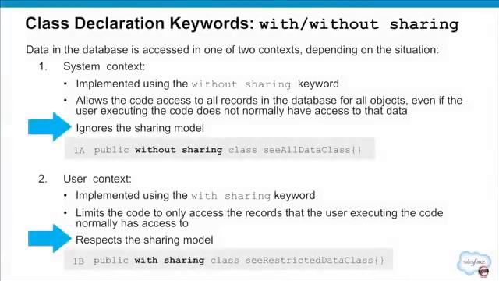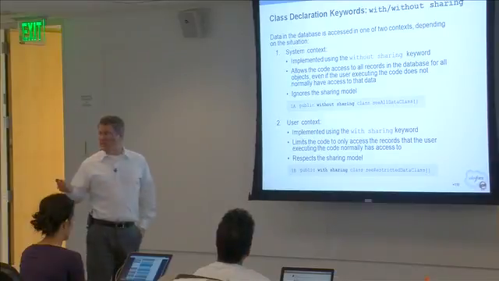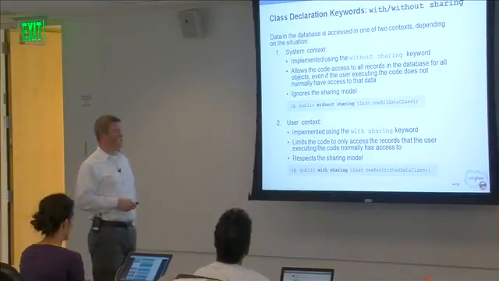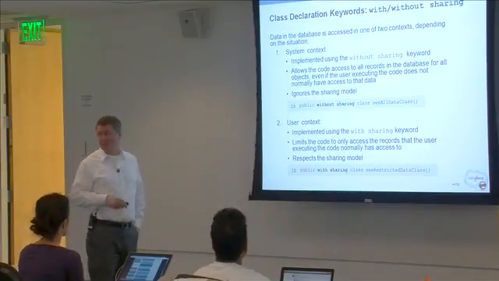With sharing and without sharing ignores the sharing model. With sharing respects the sharing model. Let's say that I just declare public class, see all data class or whatever. Okay, so let's say I leave off with sharing or without sharing, or for that matter, I'm doing an execute anonymous and there is no declaration of with or without sharing.